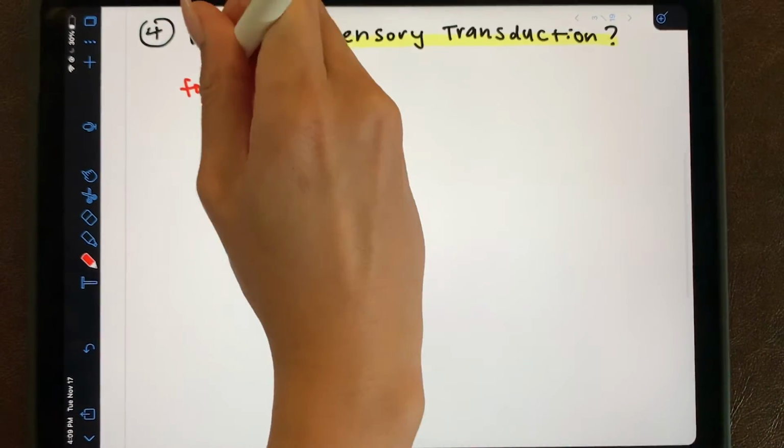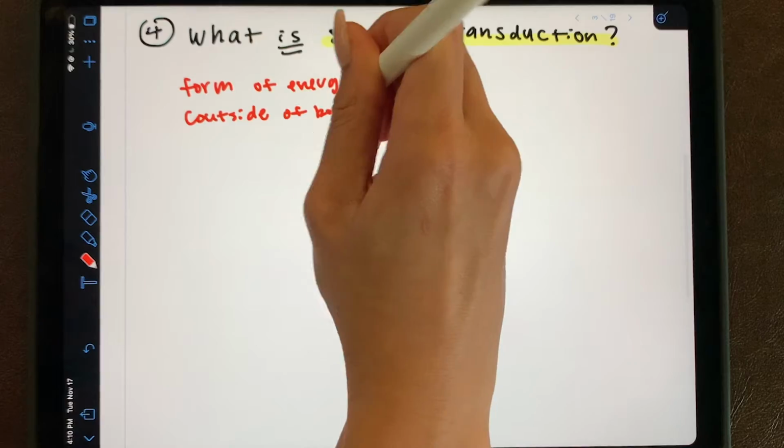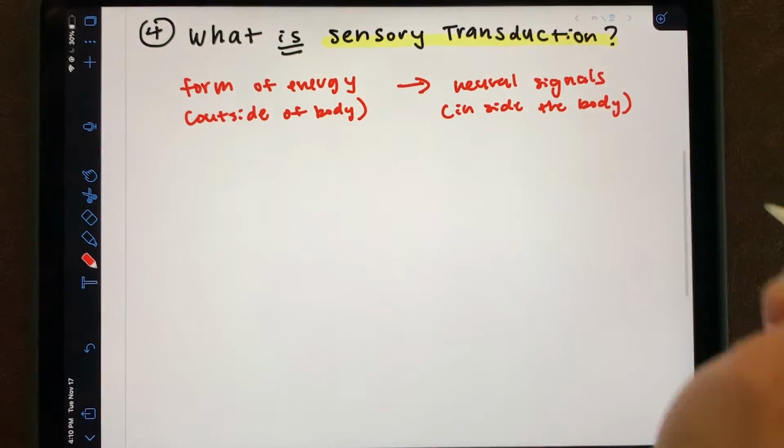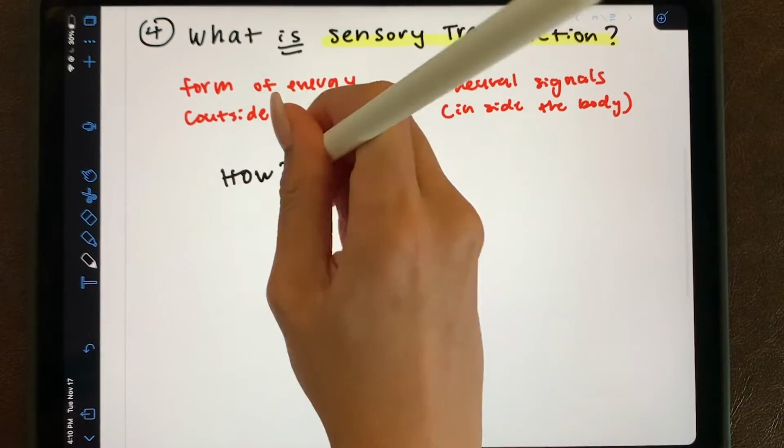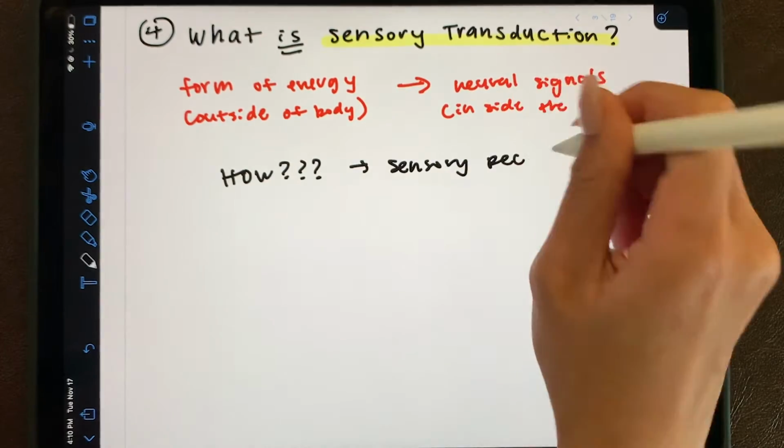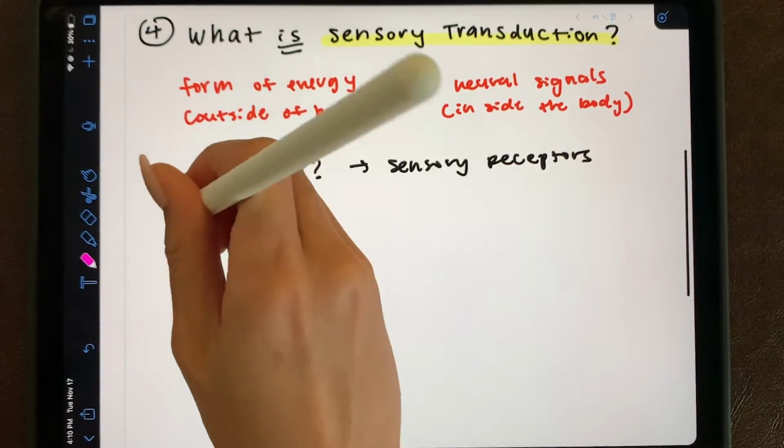So first, what exactly is sensory transduction? Sensory transduction is when our body converts various forms of energy located outside the body into neural signals or action potentials. How do we do this? Well, we have different types of receptors. The specific form of energy that receptors convert depends on which sense we are talking about.